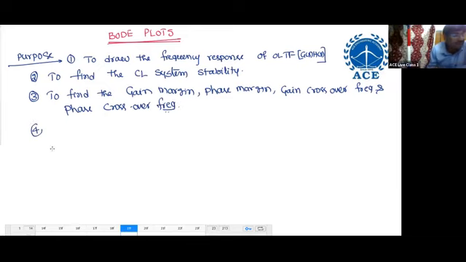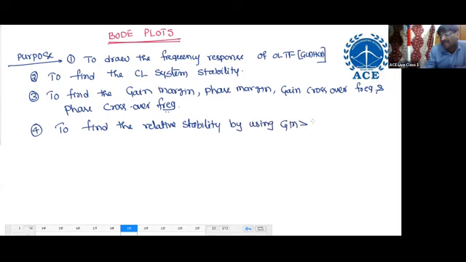Next, to find the relative stability by using gain margin and phase margin.